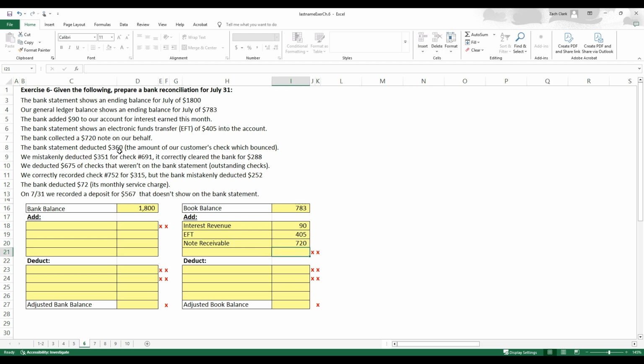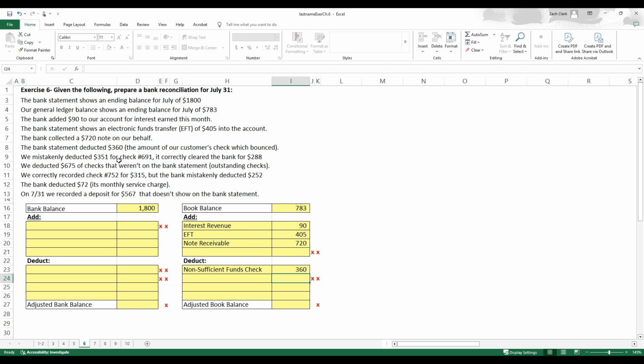The bank statement deducted $360, the amount of our customer's check which bounced. So we thought we had the cash, but we didn't, because the customer tricked us, basically, whether knowingly or not. So we need to deduct that from this cash balance because it's included.